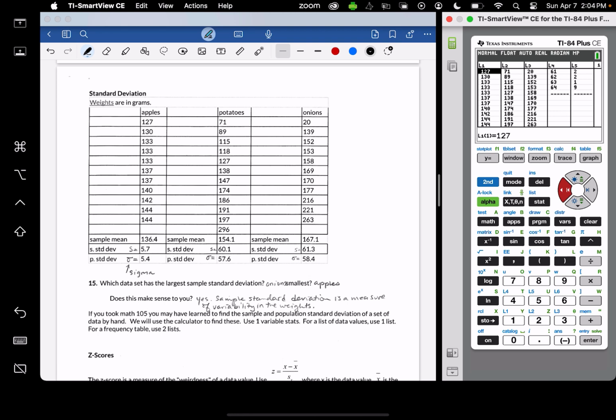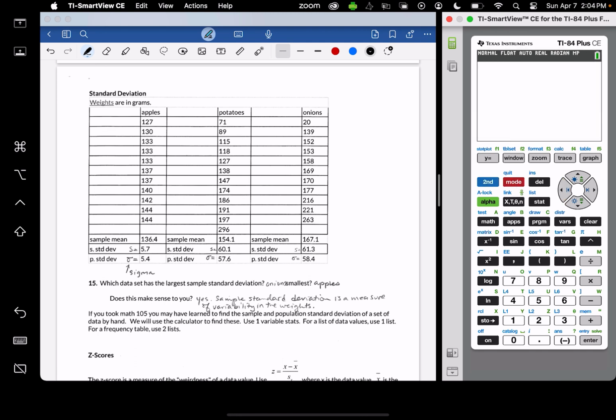I don't want to do it by hand right now, so I'm going to exit out of this menu, which is my Stat Edit menu where I enter the data. So second quit, and then I go to Stat Calc, and I go to one variable stats. The list I'm interested in is second L1. And there is no associated frequency. Each of these is just entered once. So I clear that out, and then I go to calculate.